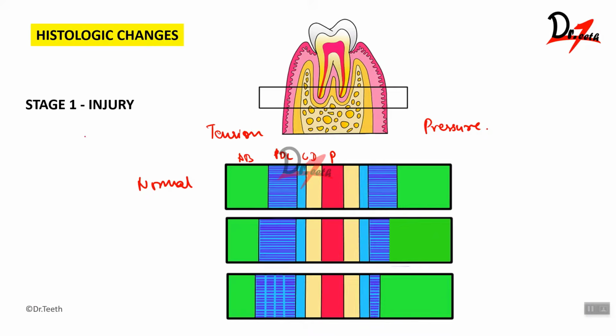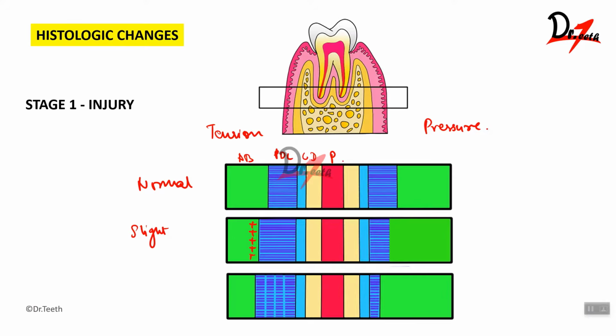Whereas in case of slight forces, in the tension side, we can see elongation of the periodontal ligament fibers. So as you can see here, the periodontal fibers are elongated, as well as there is deposition of bone that occurs. And here the blood vessels are basically less in number, but they are all enlarged.